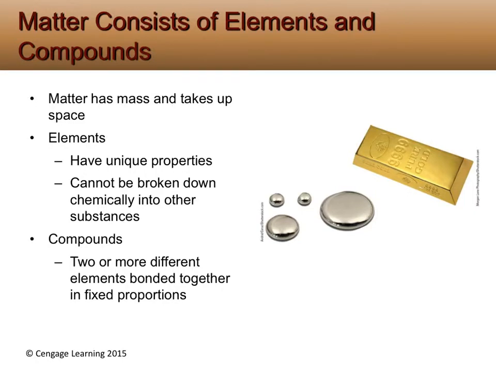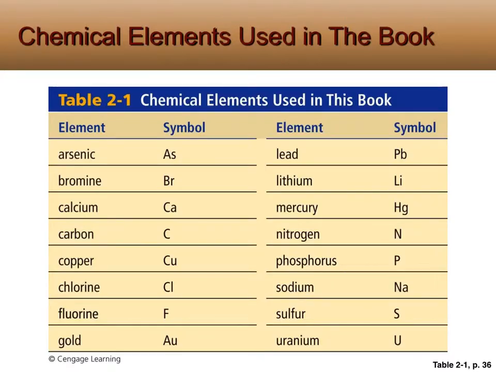Swinging over to a little more chemistry that we'll talk about in this class. Matter, of course, has mass and takes up space. Elements can't be broken down any further. They have unique properties. You can see to the right a couple of elements there. The silver one is liquid mercury, which we know is a neurotoxin, and the one on the far right is actually gold. Compounds are two or more different elements bonded together in fixed proportions.